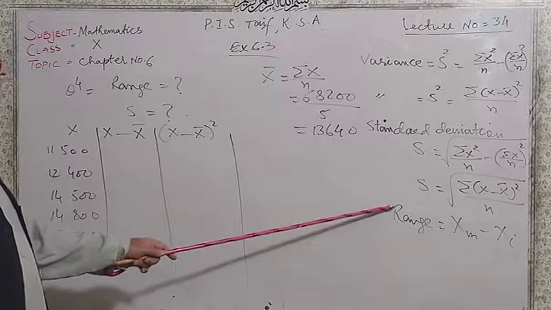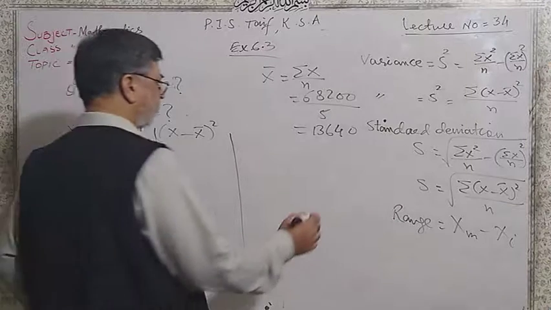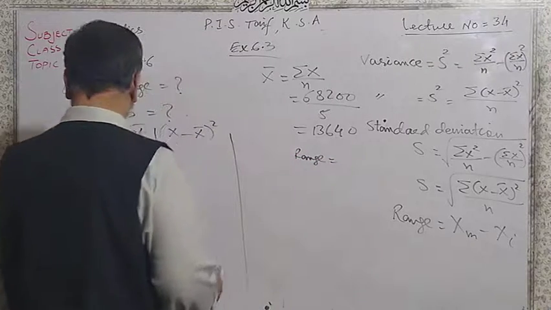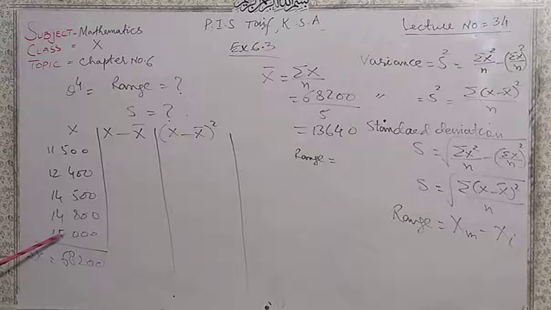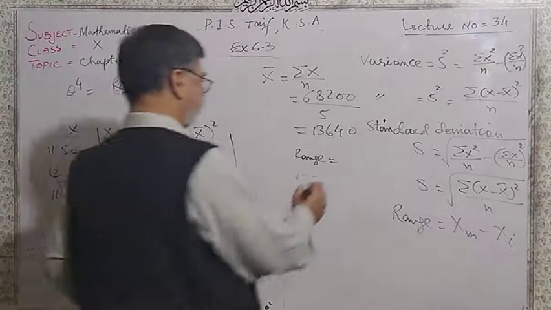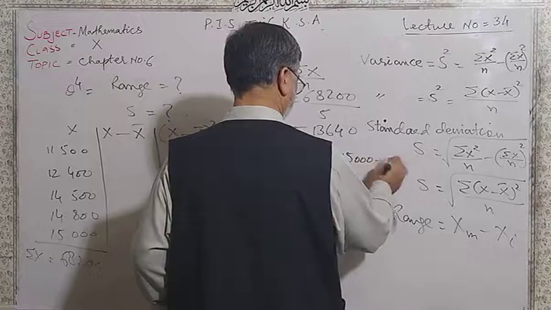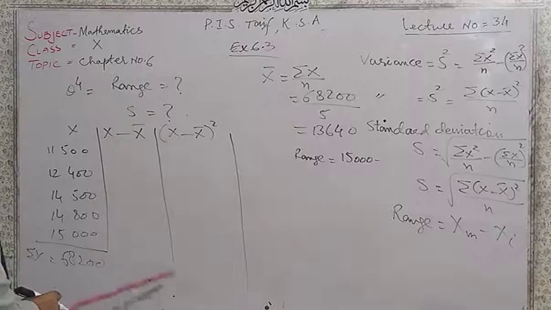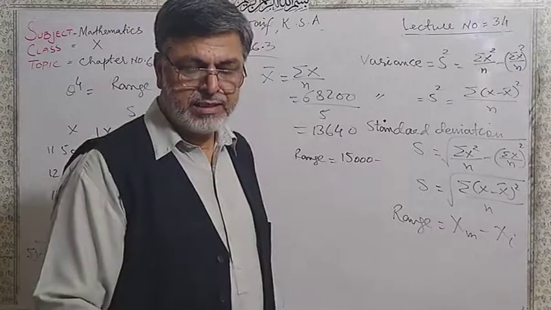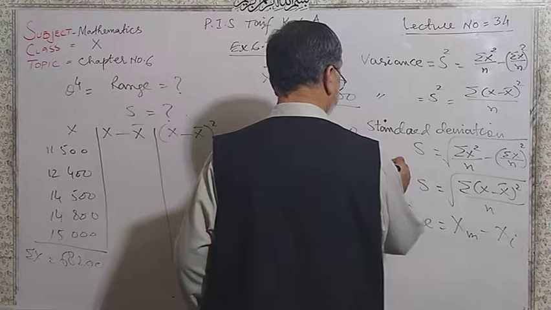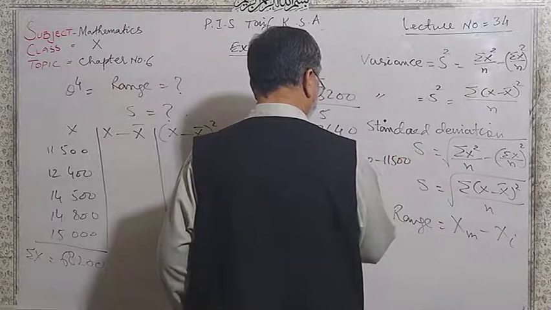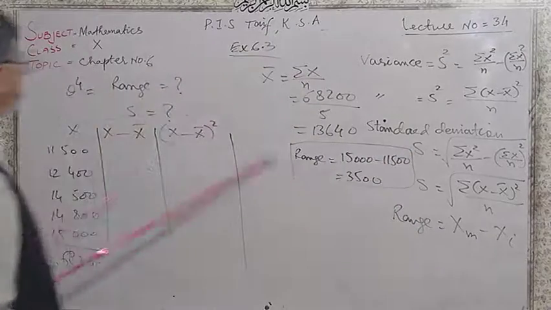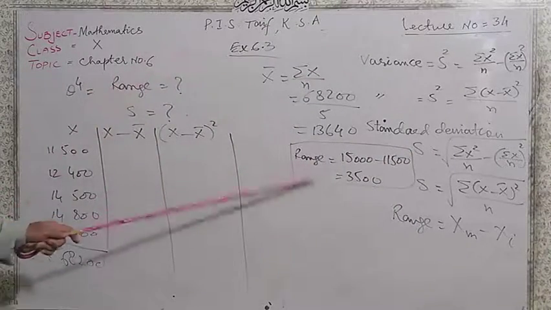And remember, what about the range? Range is maximum value minus minimum value. What is the maximum value? 15,000. Maximum value 15,000 and minimum value is 11,500. That will be 3,500. Dear students, that is actually your first answer of range.